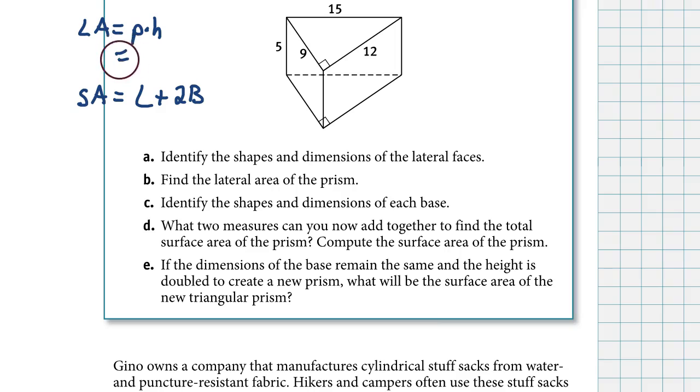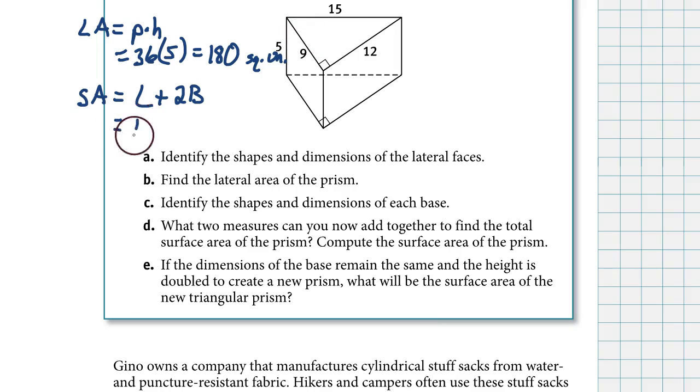And here's what you need. The perimeter of a triangle is 9 plus 12 plus 15. That's 36. The height of the prism is 5. 36 times 5 makes 180 square units.